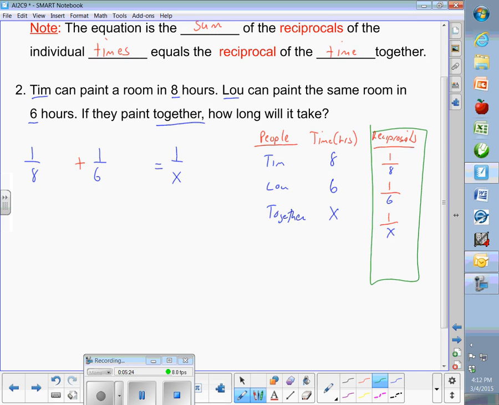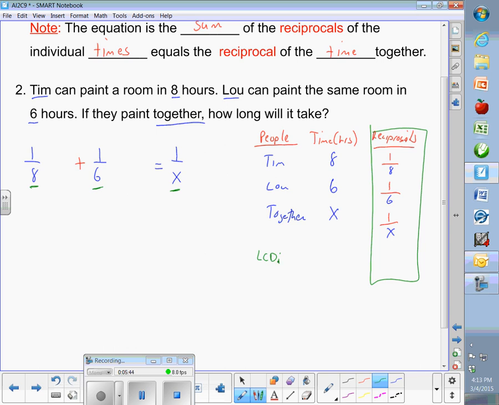But remember, we have to multiply each term by that LCD. So you've got an 8, a 6, and an x. Again, if you understand LCDs, you can figure this out in your head. If you don't understand LCDs, then it might take you a little bit more work.